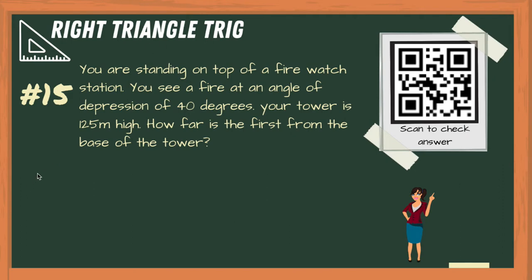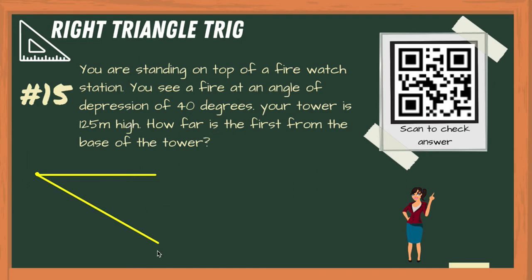So if you're at the top of a building, so this is you, and then you are looking at an angle of depression. An angle of depression would be going down from the horizontal. So if this is your horizontal, you're looking at an angle of depression down of 40 degrees. Your tower is 125 meters high. How far is the fire from the base of the tower?